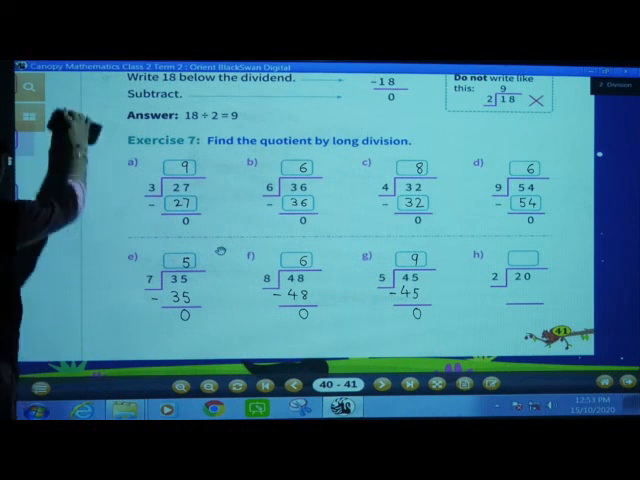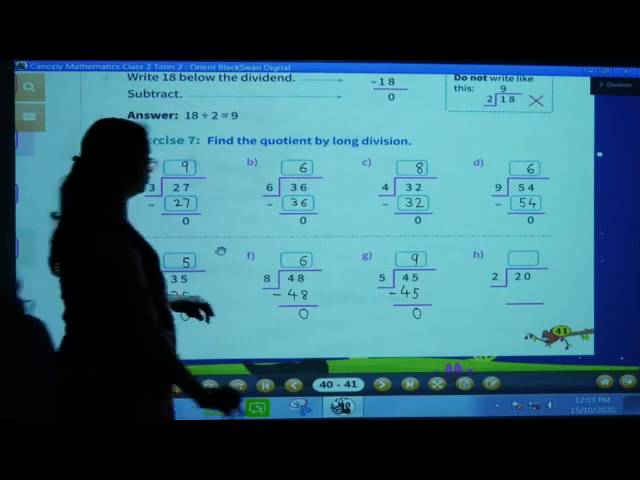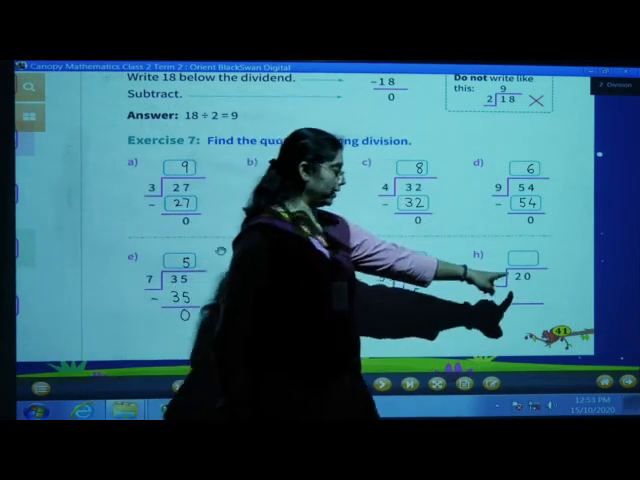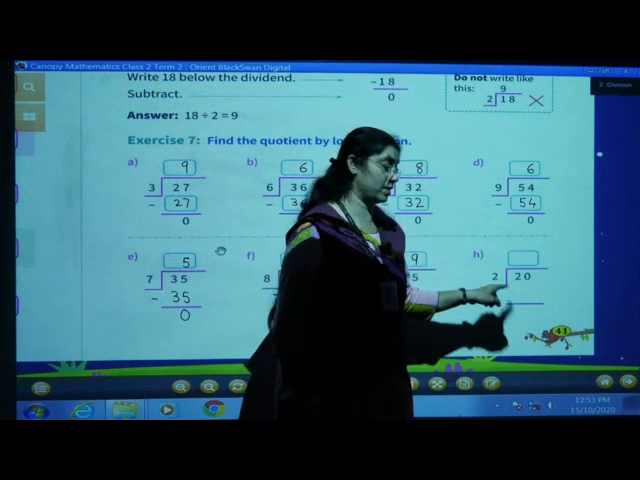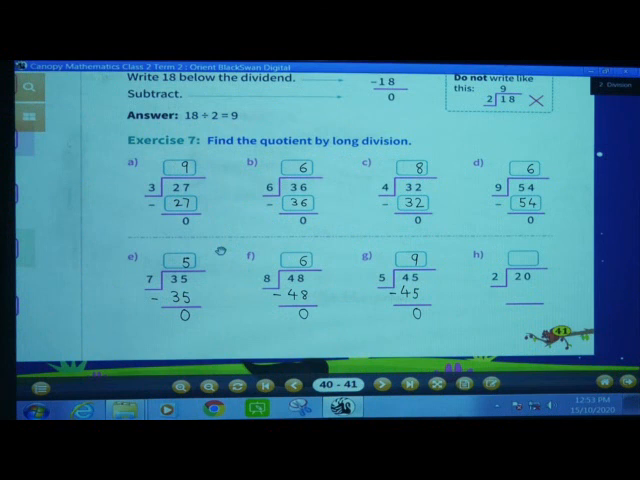Next, 20 divided by 2. 20 divided by 2 means 20 is the dividend and 2 is the divisor. Okay. We have to say table of 2 till we reach 20.